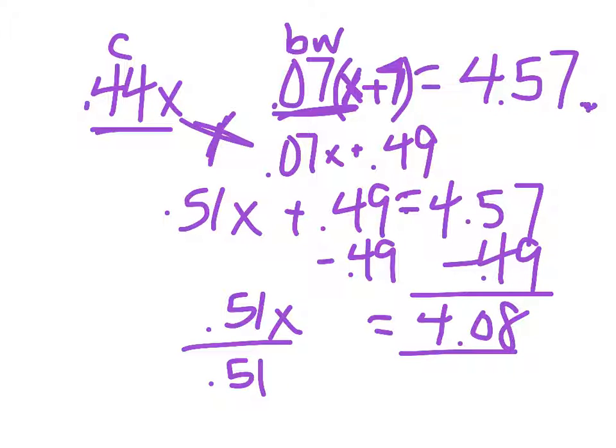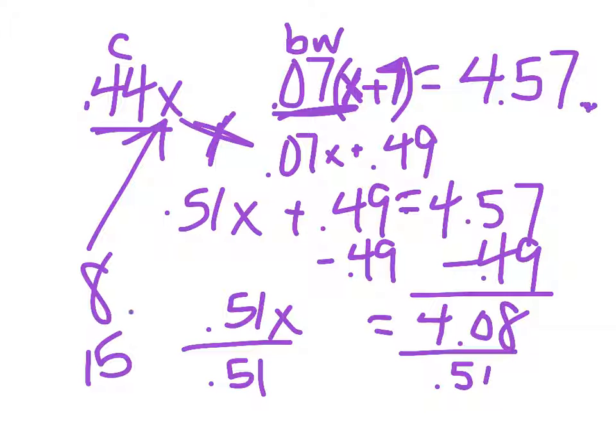Now I have to get rid of the stuff next to x. Again, I'm dividing by 0.51 because it's being multiplied right now. So if I divide 4.08 by 0.51, I get a nice number of 8. So I'm pretty sure 8 is x. That means 8 color and 15 black and white. I guess it doesn't want to know how many black and white, it just wants to know how many color copies. So hopefully this is making some sense. Let's keep moving.